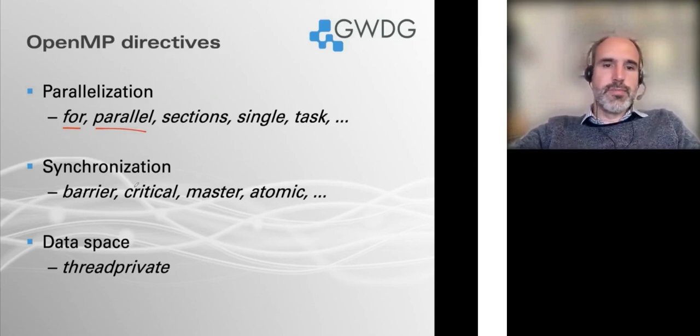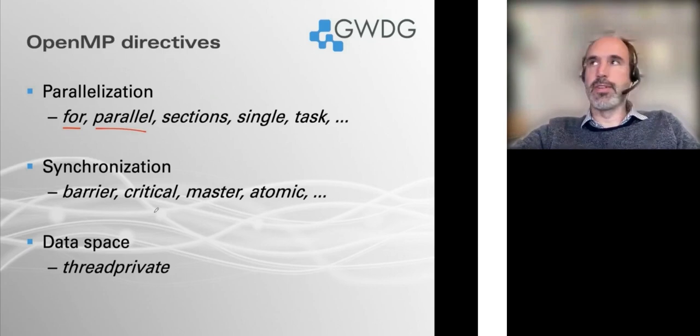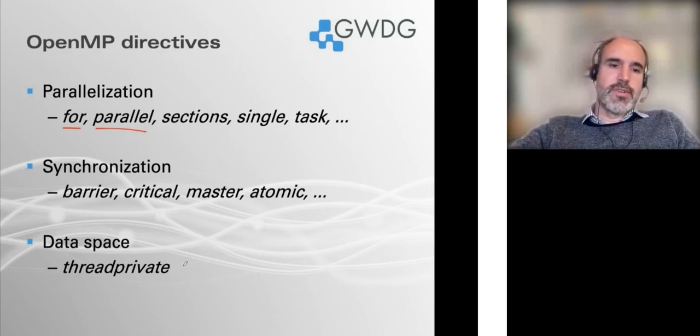For synchronization between different threads, you can use barrier. There is also critical, master, and atomic. Again, we will have part of that covered here in the lecture. There's also something which can be used to control the data space, called threadprivate, and we can come back to this in another slide.